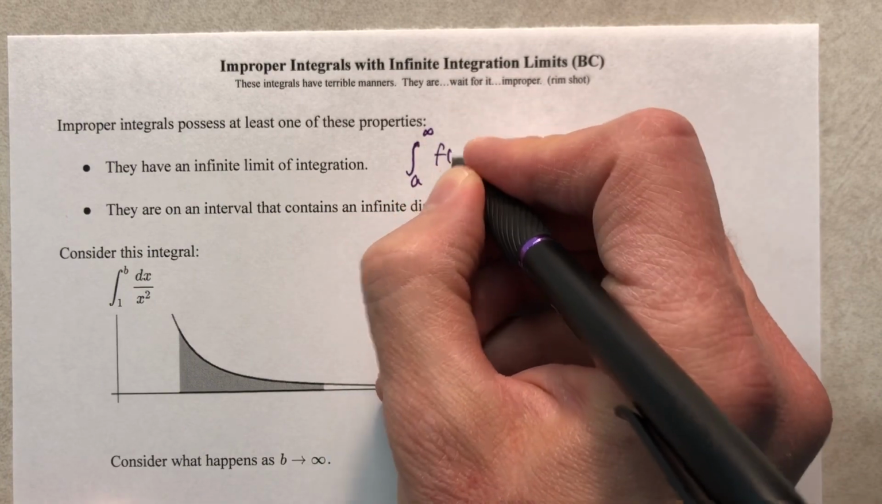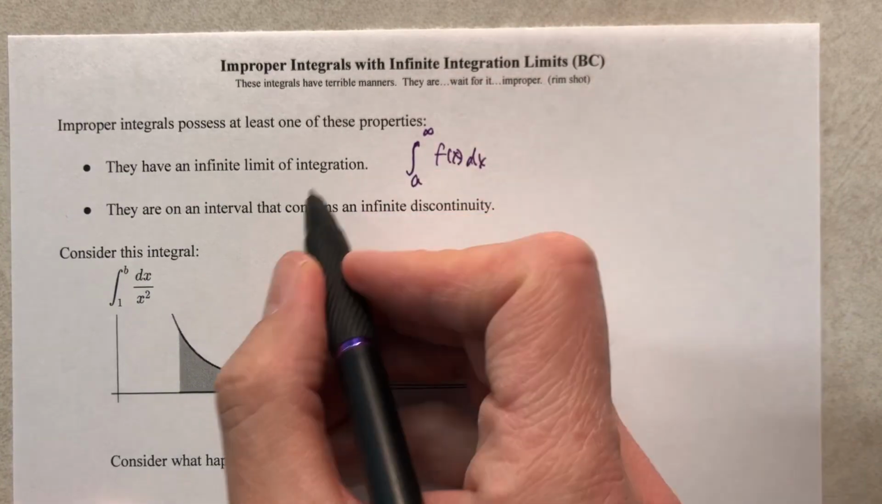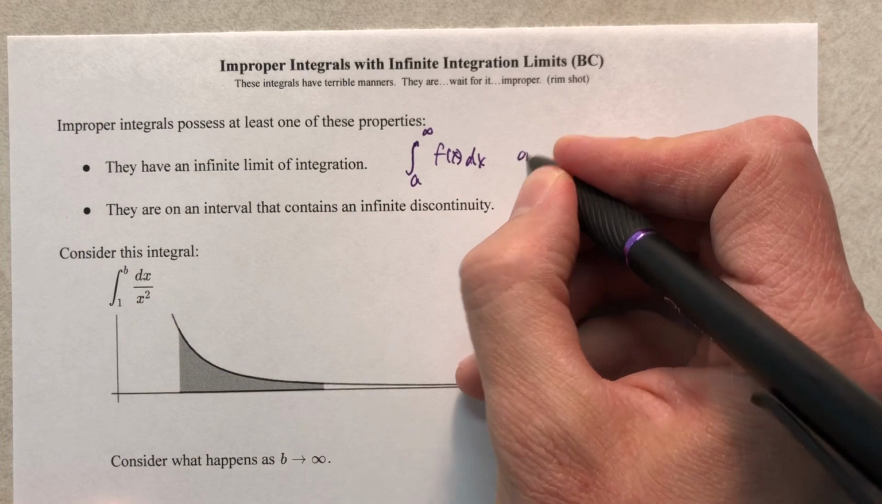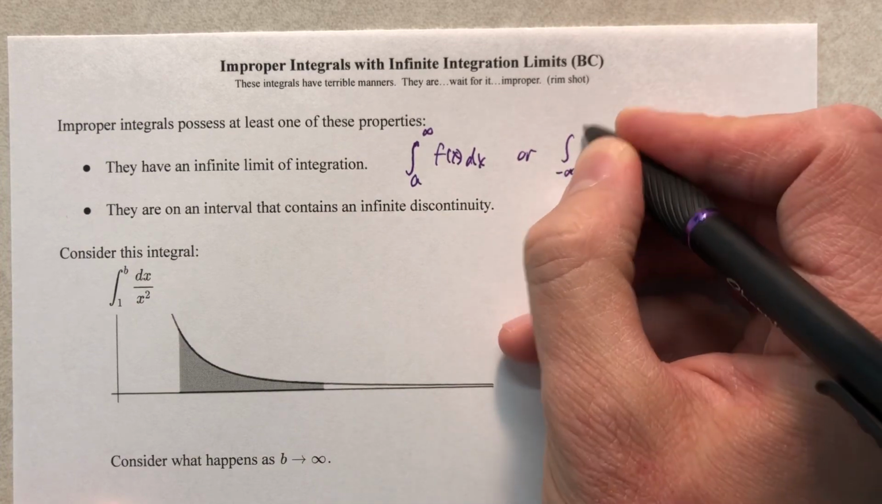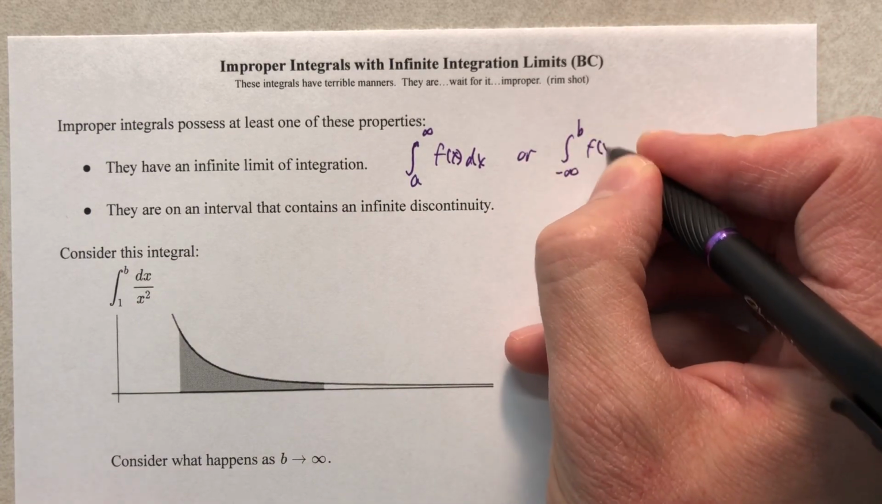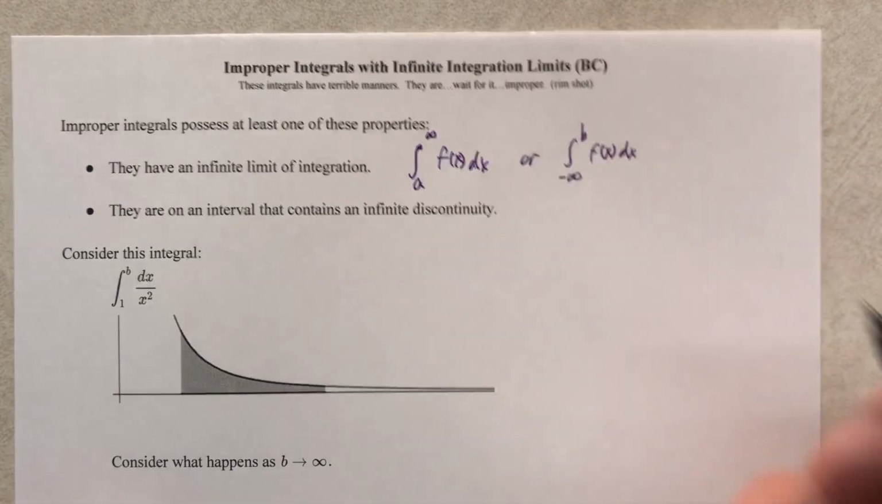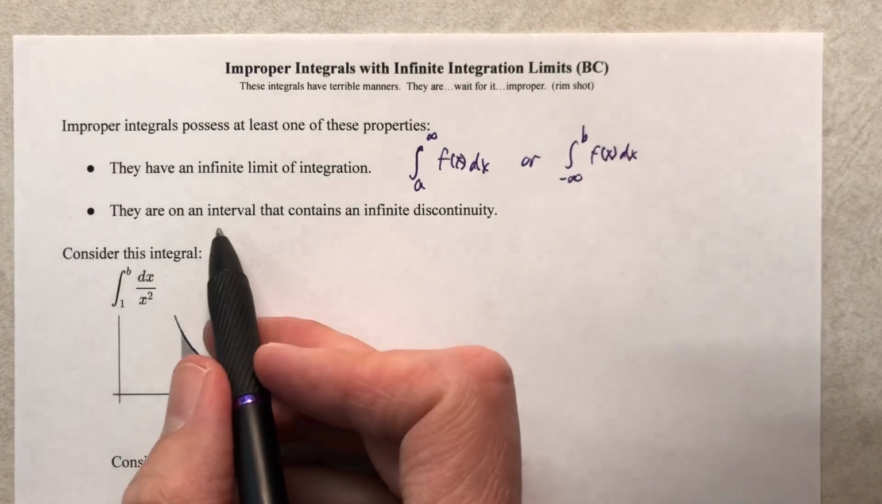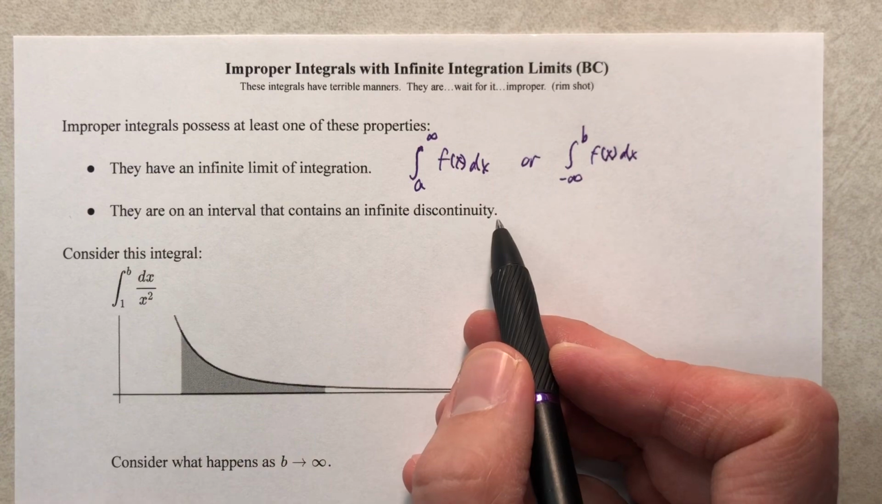It would be something like this. An infinite limit of integration. It could be that, or maybe it could be from negative infinity to a or b or whatever. It could go from negative infinity to infinity, actually. Or they're on an interval that contains an infinite discontinuity.